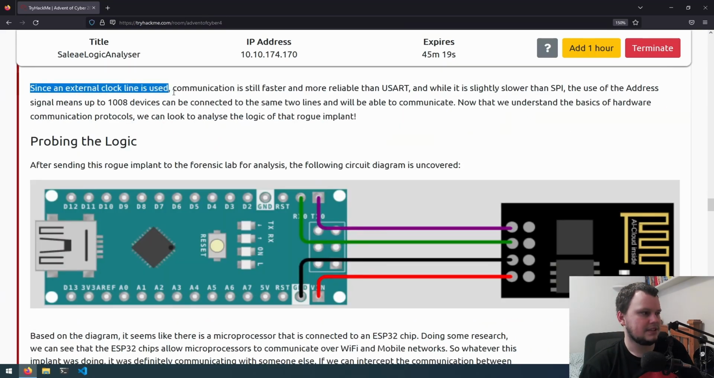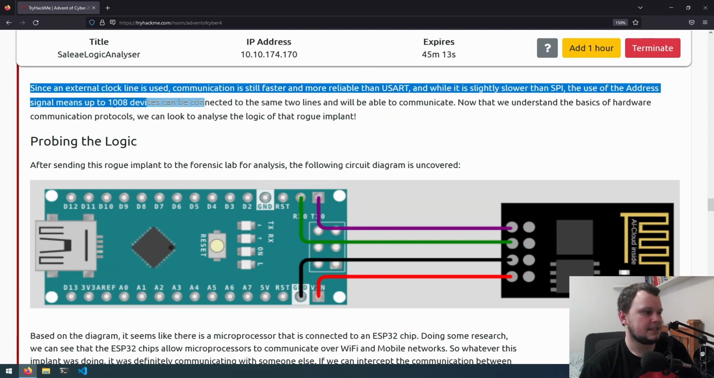Since an external clock line is used, communication is still far more reliable than USART. While it is slightly slower than the SPI, the use of address signals means up to 1008 devices can be connected to the same two lines and will be able to communicate.